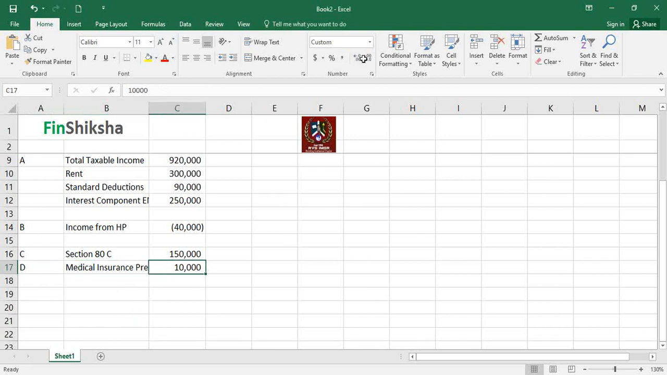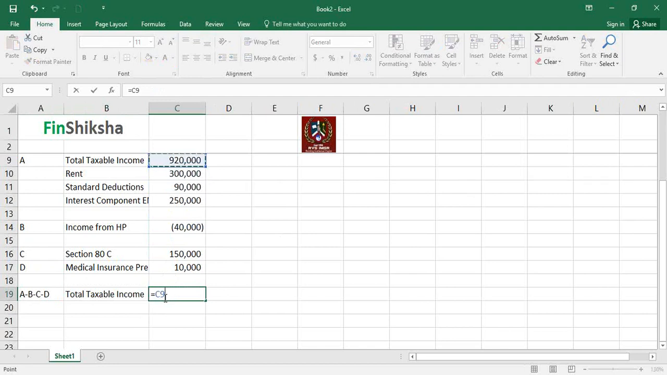Now, total taxable income is A minus B minus C minus D, and that's going to be 920, right? And in this case, income from house property is a negative number, so we'll do A plus B. So that's 920 minus 40,000 effectively, plus minus 40,000 minus 1.5 lakh minus 10,000. That's my total taxable income. Up to 250,000, zero tax.